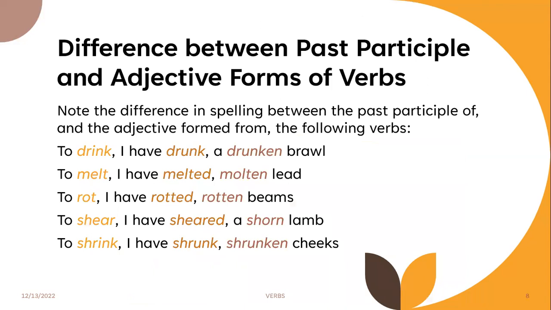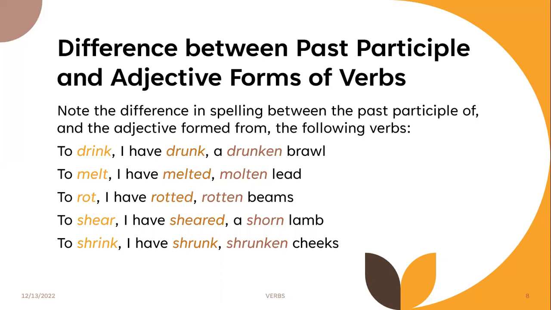And then we move on to the difference between past participle and adjective forms of verbs. As I said before, some forms of verbs can be used as adjectives, they can also be used as nouns, they can also be used as adverbs. So here, know the difference in spelling between the past participle and the adjective form of the following verbs.